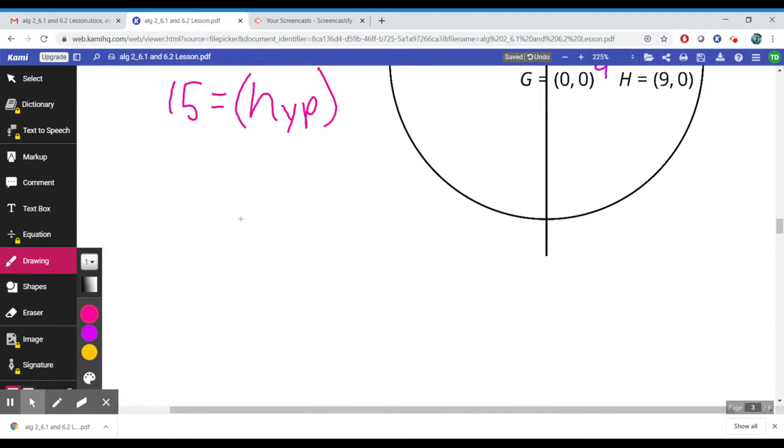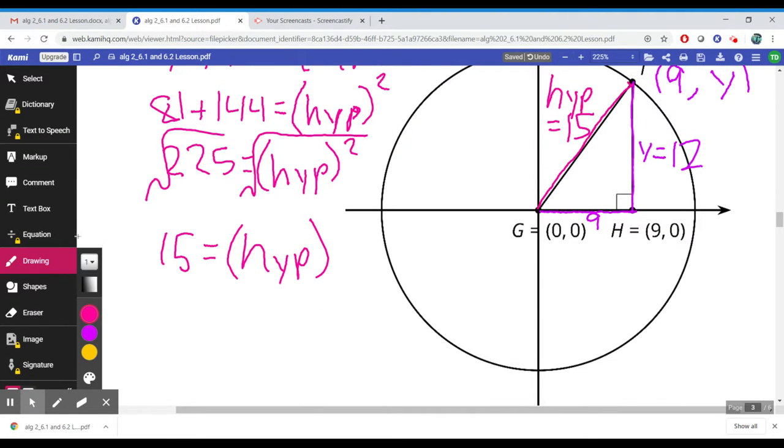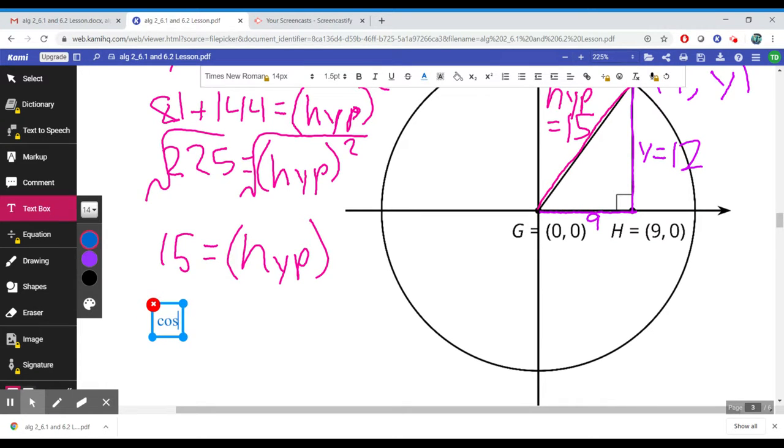We know that cosine is the adjacent over the hypotenuse. So cosine G will be equal to, our adjacent side is this one here, this 9, and our hypotenuse is 15. So 9/15 will be our answer.